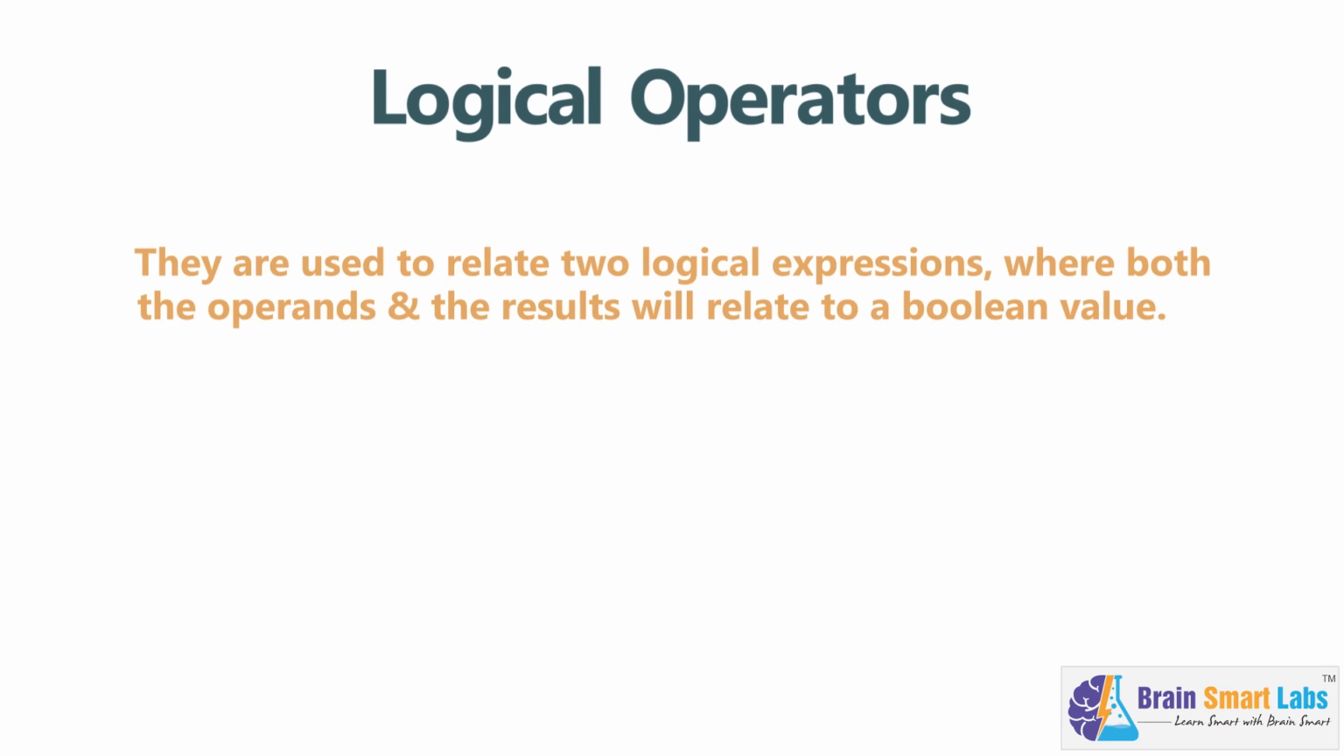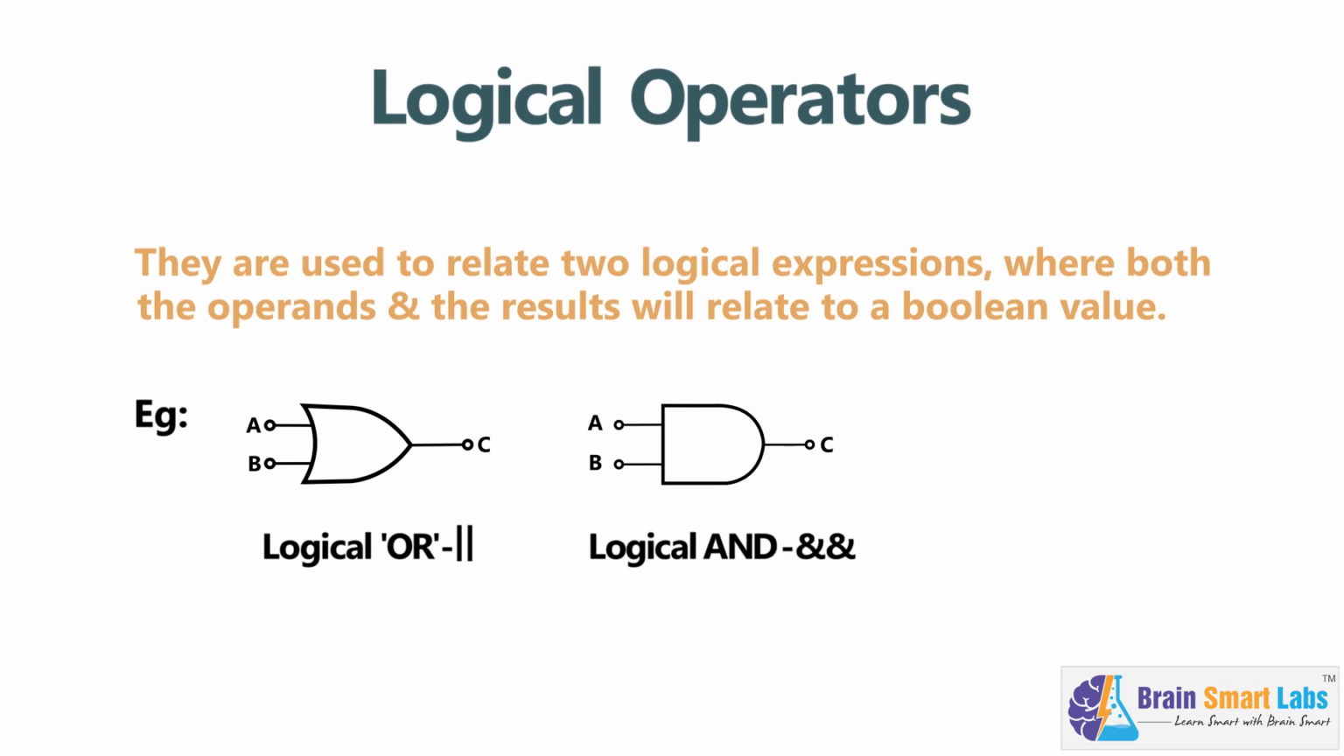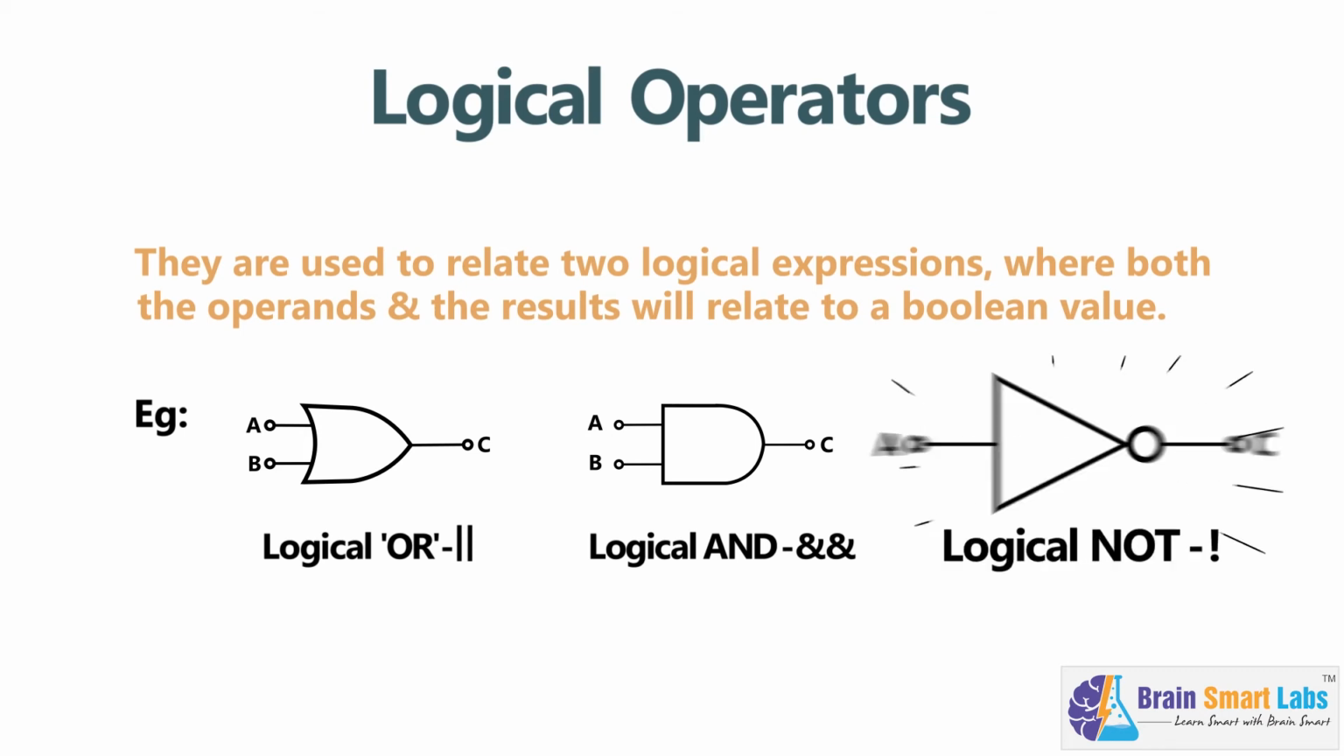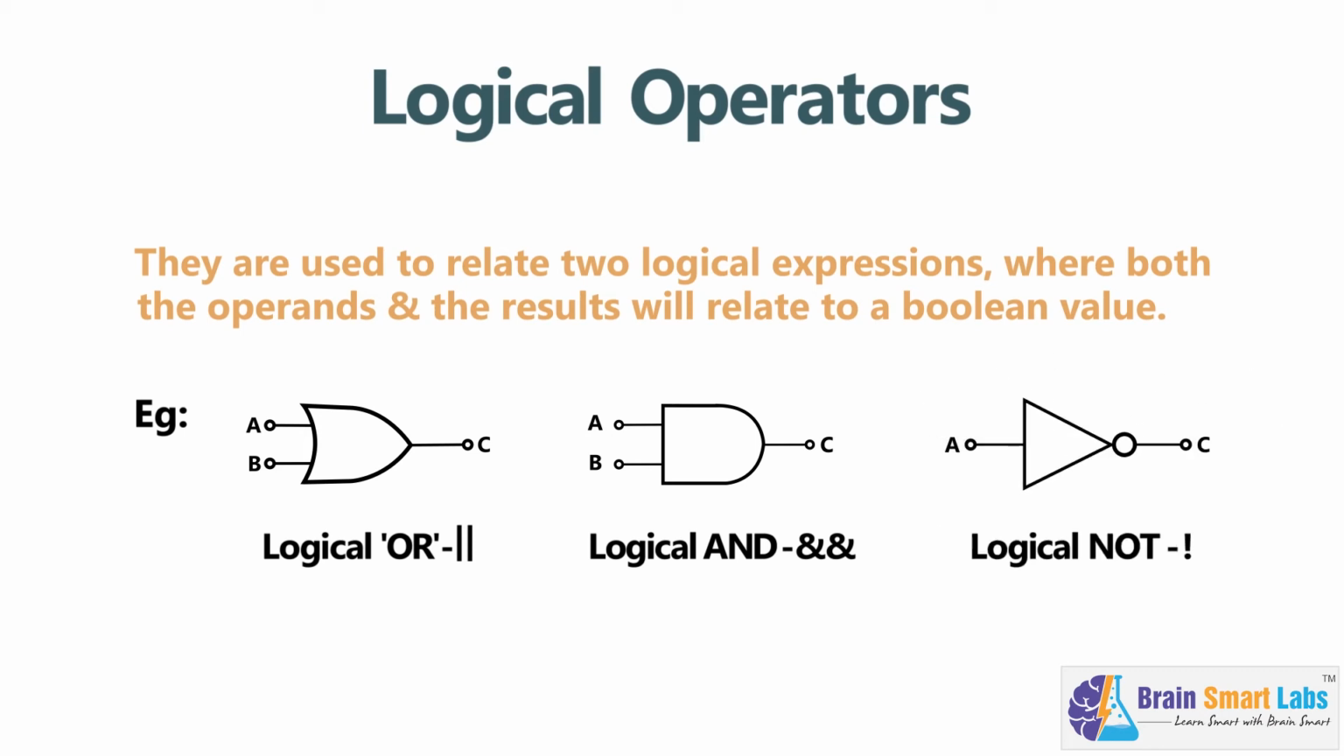Logical operators in Java are used to relate two relational expressions, also known as logical expressions, where both operands and results will relate to a Boolean value. The three most frequently used logical gates in Java are the logical OR gate, which is denoted by a double pipe, the logical AND gate, which is denoted by a double ampersand, and last but not the least, the logical NOT gate, which is denoted by a single exclamation mark.